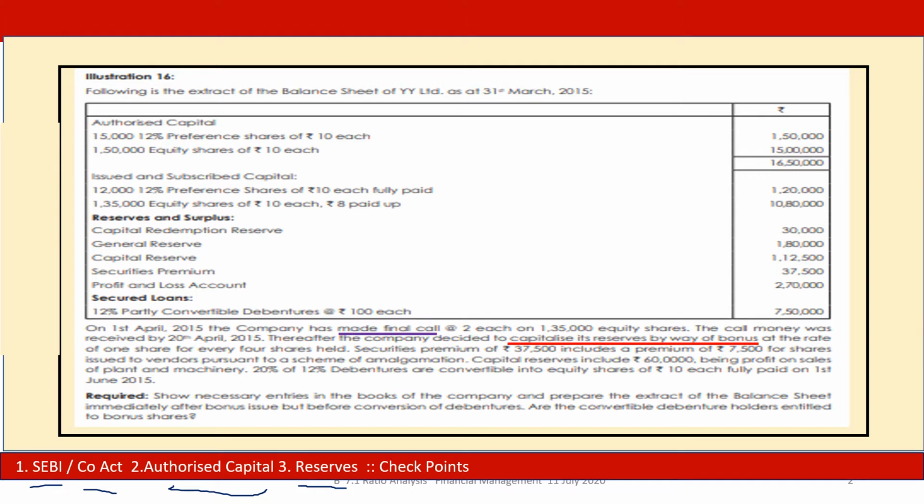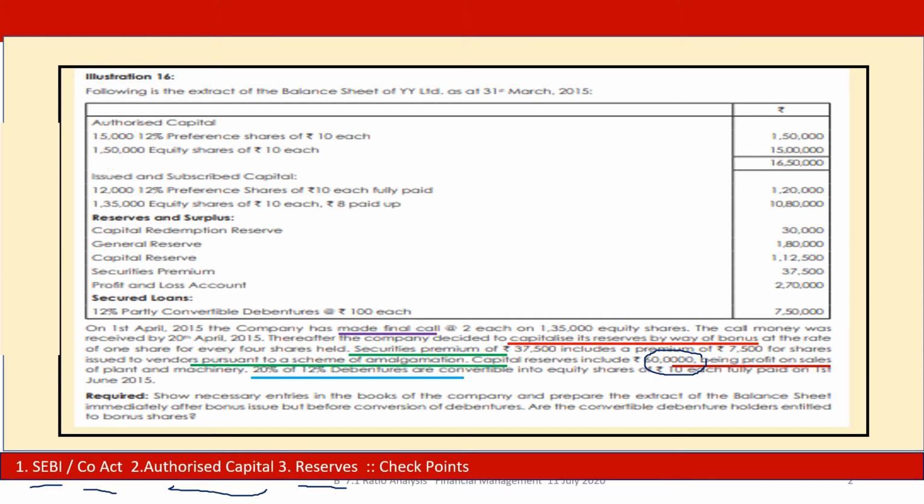It wants to capitalize its reserves by way of bonus, and then the problem says securities premium includes something which is not received in cash. It is not profit realized in cash. Then once again it says out of the total capital reserve only 60,000 is profit on sale of plant and machinery, suggesting that of the total, what is available for issue of bonus shares is what is realized in cash, and therefore out of capital reserves you can take only 60,000.